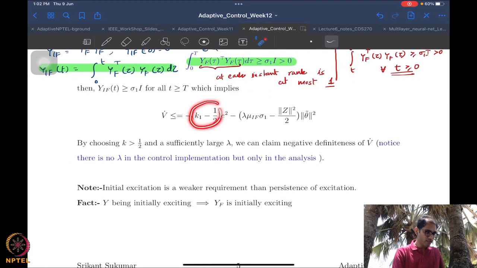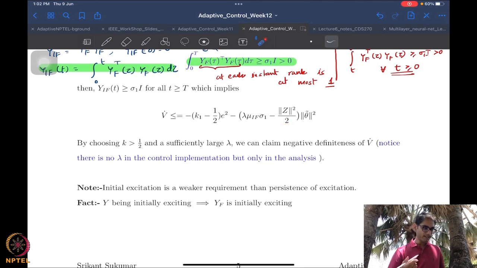So here, of course, if k1 is greater than half, I'm done. Here, I just need the lambda to be large enough to dominate this, because mu if is, of course, in our hands also. You can also choose mu if to be large. But sigma 1 is not really in our control. It depends on the initial excitation properties of the signal. But if you choose lambda large enough, suppose you fixed mu if and sigma 1 is out of control, then you can dominate this guy.